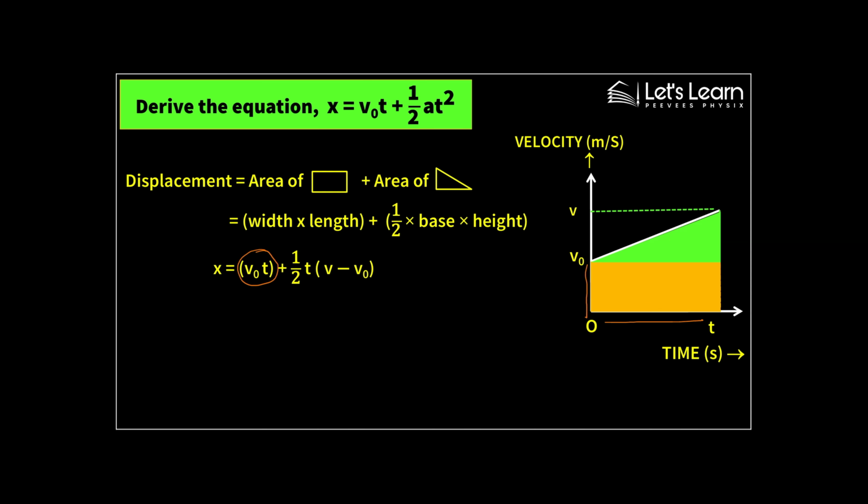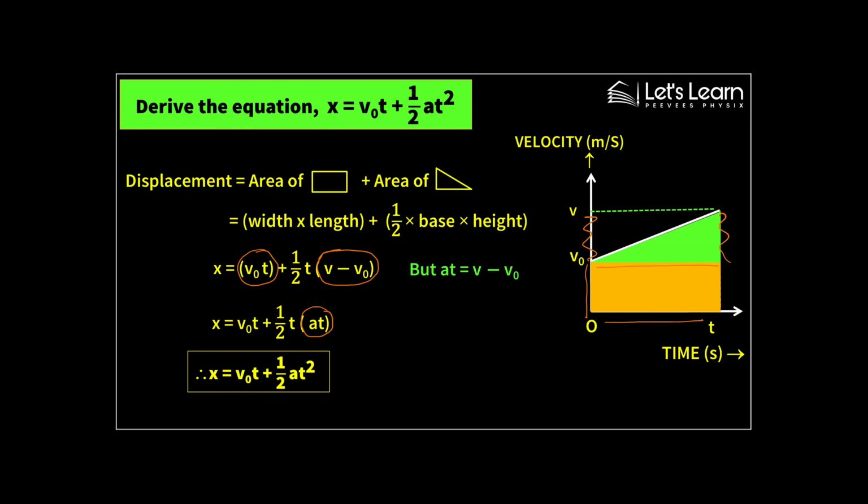So area of rectangle is V0 times T, and area of triangle is half times base times height. Base is again T. The height is V take away V0. We knew V minus V0 is AT. So plugging in place of V minus V0, just replace it by AT. Eventually the equation becomes x equals V0t plus half AT square. Simple format, S equals UT plus half AT square.